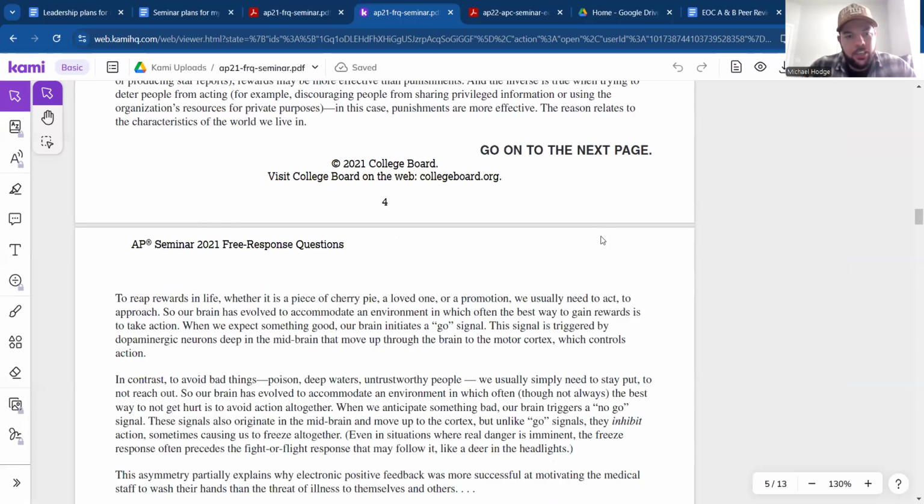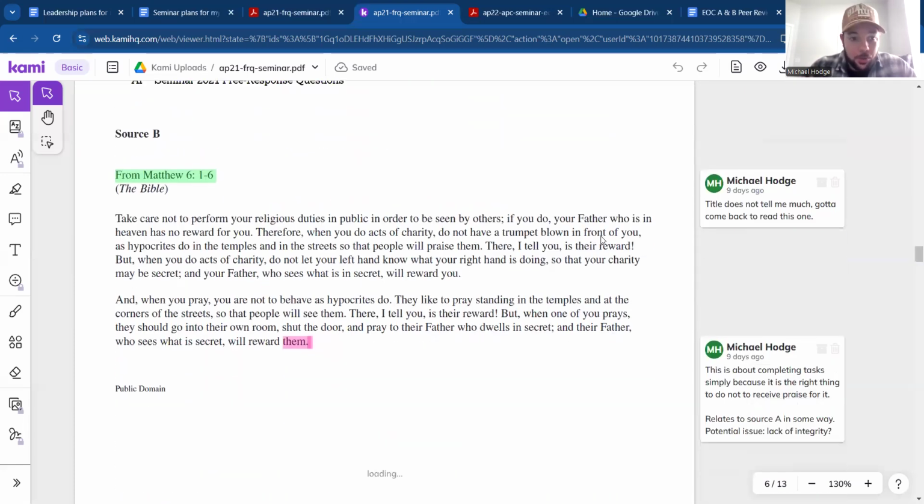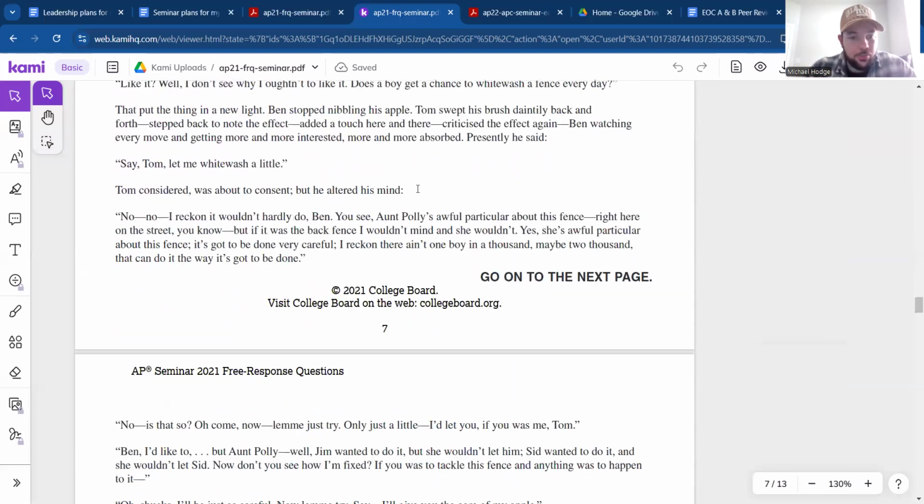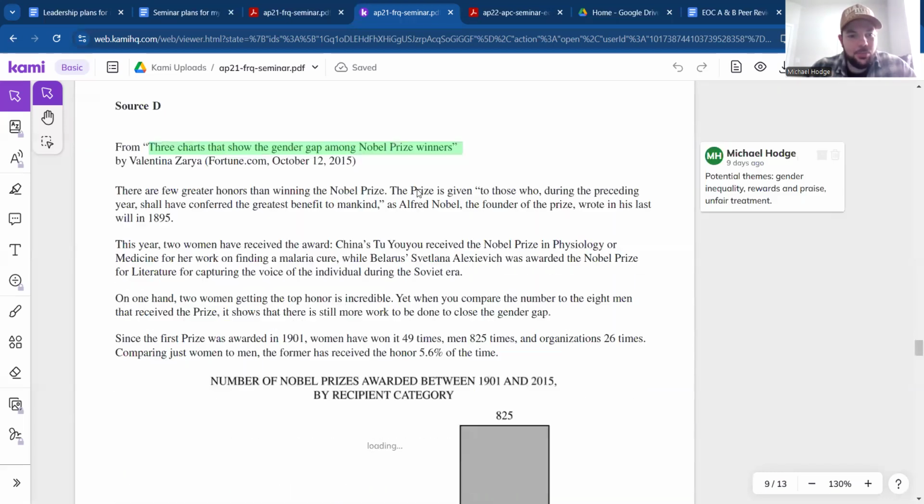So moving on. It doesn't always work because this just says from Matthew 6, 1 6. And unless you've read the Bible, this kind of means nothing to you and it's not going to tell you anything, right? So you move on. Adventures of Tom Sawyer. Again, unless you've read that book, it's not going to tell you anything, right? So you move on again. And then luckily, this one does tell you something.